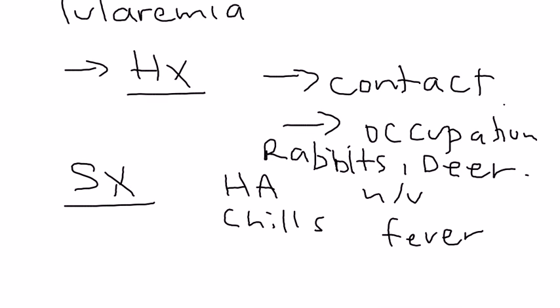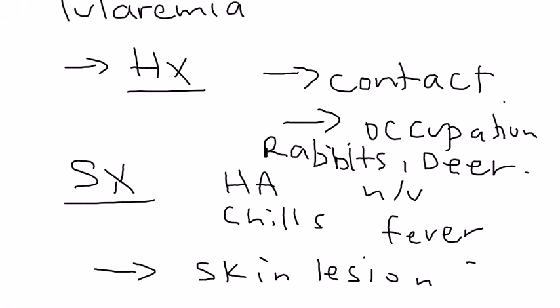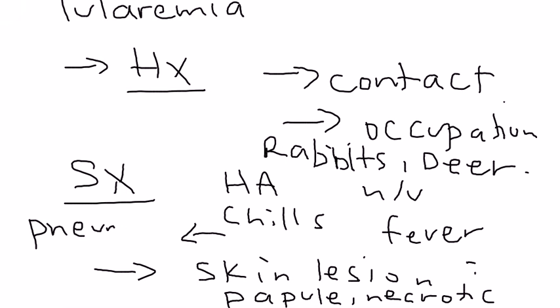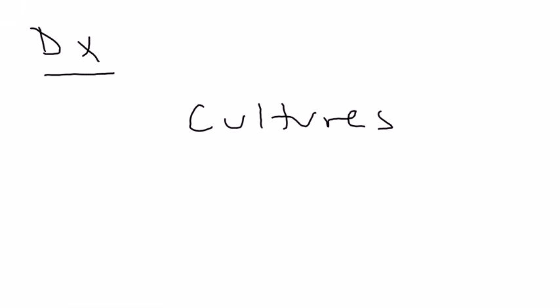There is, fortunately, some symptoms or signs that are a little less general, and the one that really stands out in clinical vignettes is a skin lesion. At the site of exposure, they have a skin lesion, and that skin lesion is usually a papule, and it can sometimes be necrotic, where the skin is dying. Another thing that can happen with tularemia is the person can progress to pneumonia, with all the symptoms of pneumonia, which include shortness of breath. So that's the symptoms. Now, the diagnostic testing involves cultures and blood tests, serologic testing.